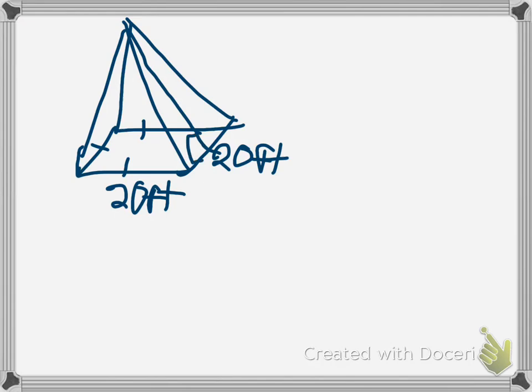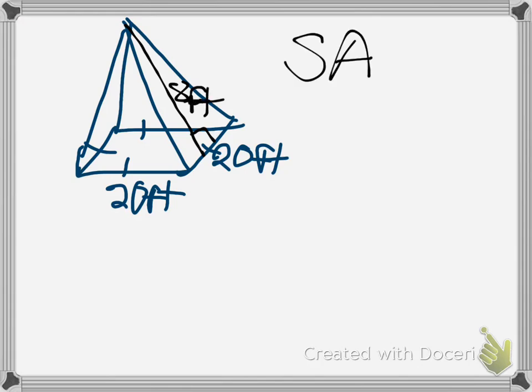Oops. I'm going to undo that. Let's do it in a different color. So congruent bases, and then we have a slant height of 8 feet. Okay, find the surface area. Hit pause on the video, hit play when you're ready to go. Well, our surface area equals, you should have found 720 feet squared.